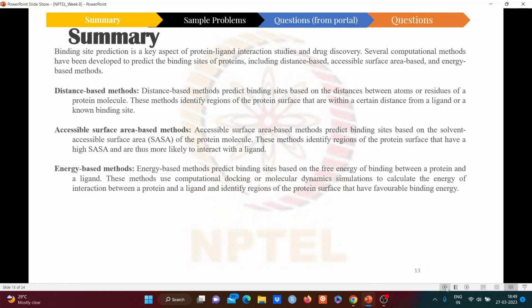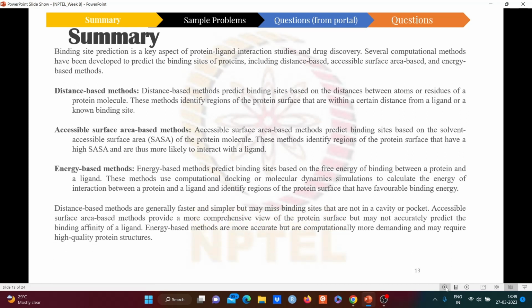Next is the energy based methods. These methods use computational docking or molecular dynamics simulations to calculate the energy of interaction between the protein and ligand or its partner, and identify the regions of the protein surface that have favorable binding energy.